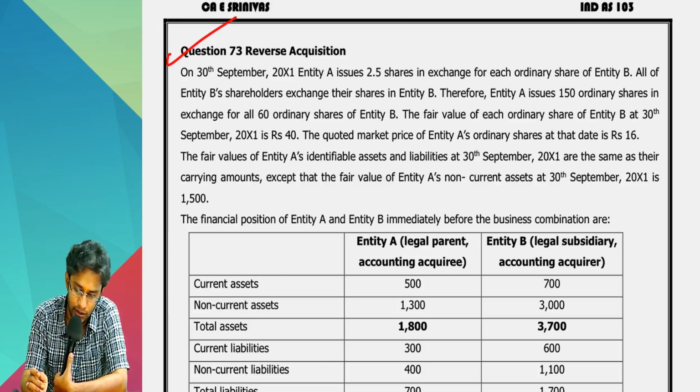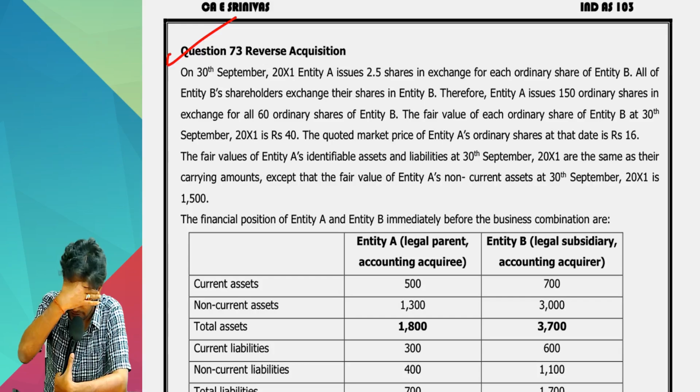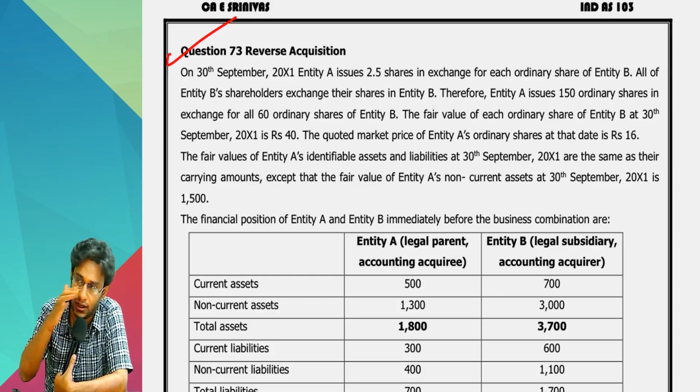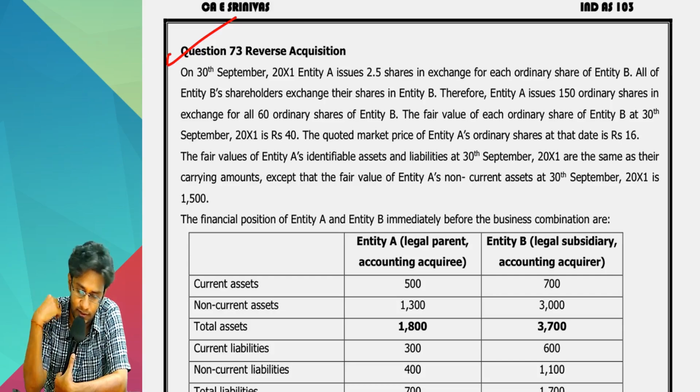Therefore, entity A issues 150 ordinary shares in exchange for all the 60 ordinary shares of entity B. That means you purchased 100% of the shares of entity B from their existing shareholders. As a PC, you offered your own shares.